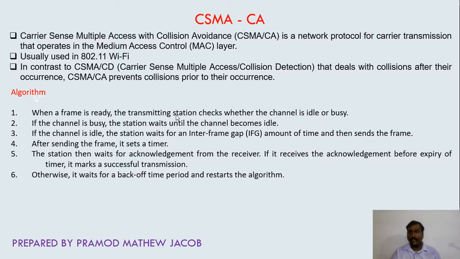After sending the frame, it sets a timer. The station then waits for an acknowledgement from the receiver. If it receives the acknowledgement before the expiry of the preset timer, then it will mark it as a successful transmission. If the acknowledgement is not received before the timer expires, it will wait for a back-off time period and restart the algorithm, that is, it will retransmit the frame again. So this is how carrier sense multiple access with collision avoidance works.